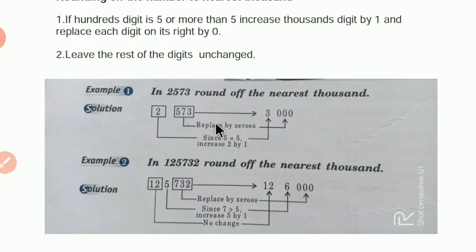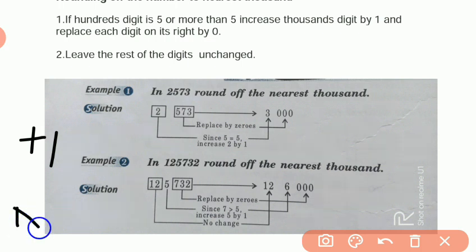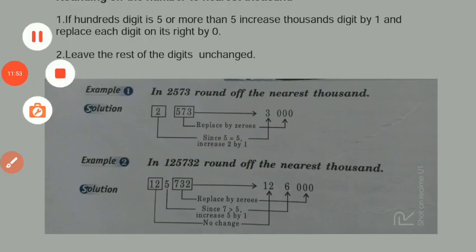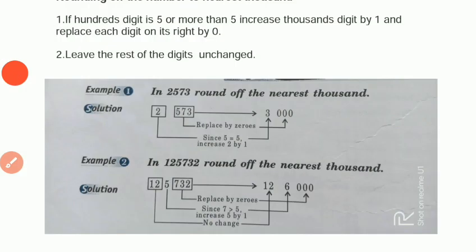In thousand, we have to replace the last three digits by 3 zeros, and you have to see the hundreds place. And if it is equal to 5 or greater than 5, then you have to increase its thousands place by plus 1. And if it is less than 5, then you have to write the digit as it is. There will be no change. I hope you have understood how to round off to the nearest tens, hundreds and thousands.